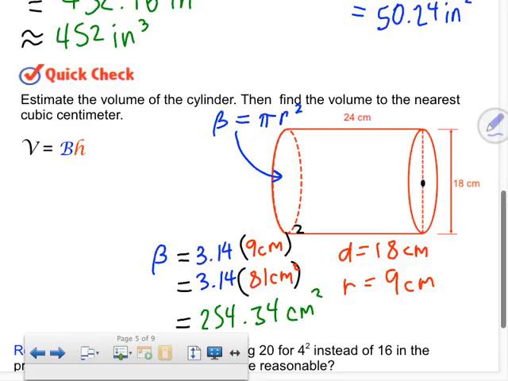No. This is just the base. This is the area of the circle. I'm trying to find the volume. Look at the formula over here. Here's the formula for volume right here. Multiply by the height. So I've got to take that number, 254.34 centimeters squared, and multiply that by the height. And what is the height of this cylinder? It's going to be 24 centimeters.